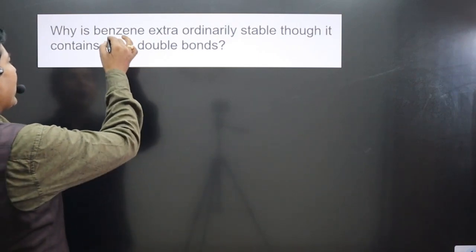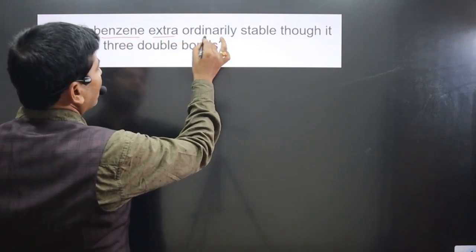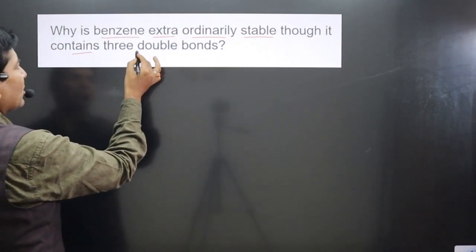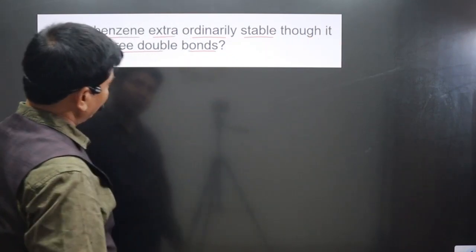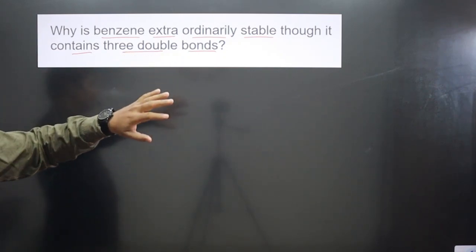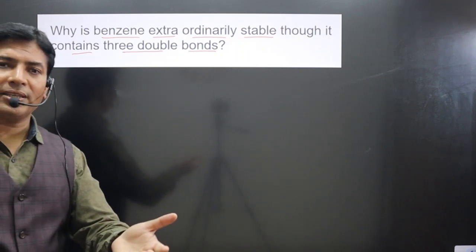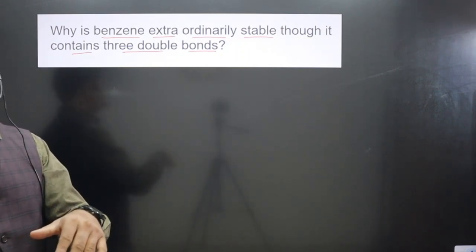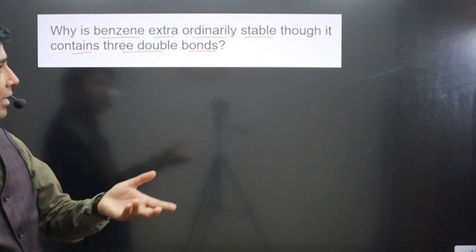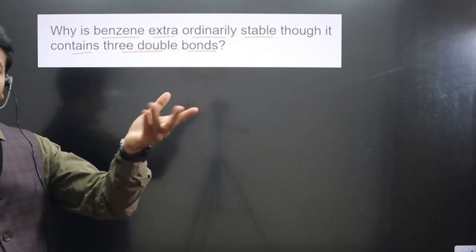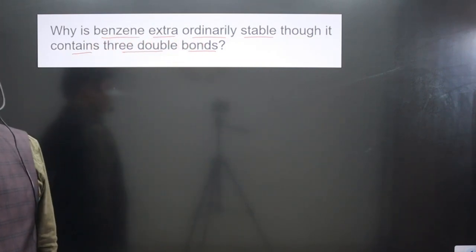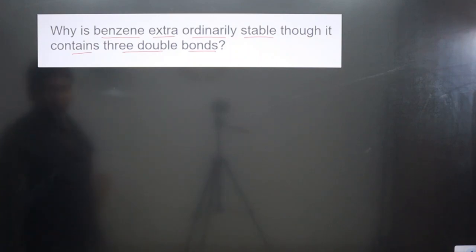The question says, why is benzene extraordinarily stable though it contains three double bonds? Okay, just to confuse the students, it is mentioning three double bonds are there. In double bonds, pi bond is there, and pi bond is weaker than sigma bond, so pi bond can be broken. So it is supposed to be more reactive, but it is having more stability, extraordinarily stable. Okay, so first of all we can draw the structure.